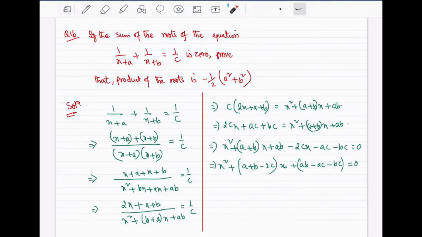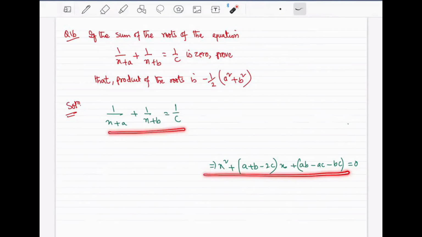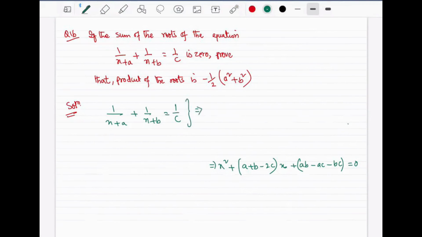But because of lack of space, I'm erasing this portion right here. So here, instead of writing this equation, we are replacing it with this equation. So here, this is x square plus (a plus b minus 2c)x plus ab minus ac minus bc is equal to 0.